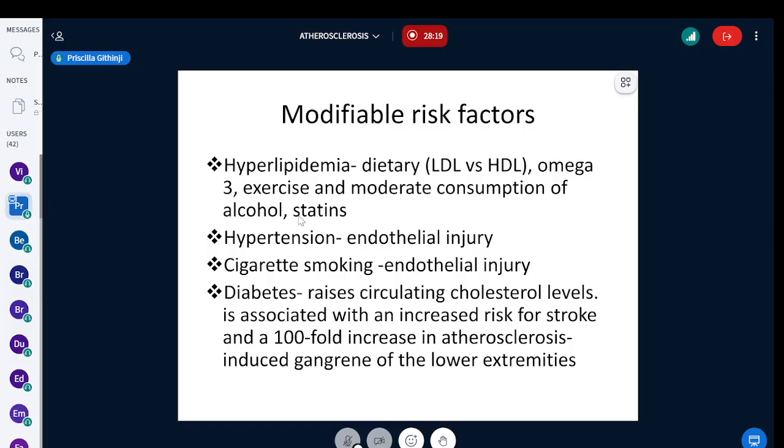Then there are also other foods that are protective against atherosclerosis. For example, foods that are rich in omega 3.